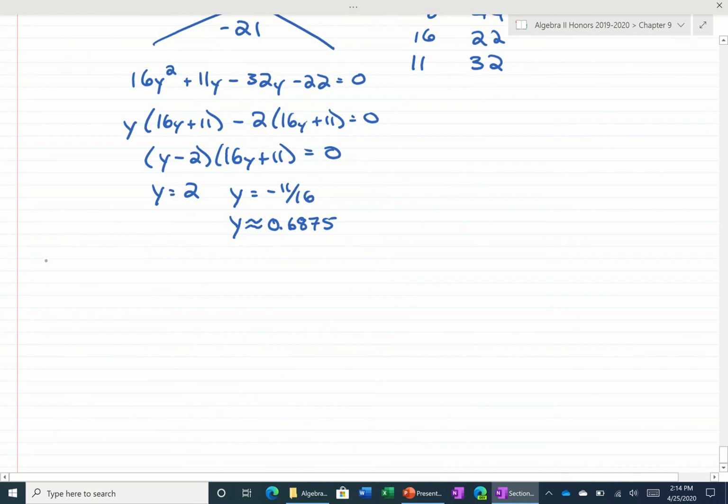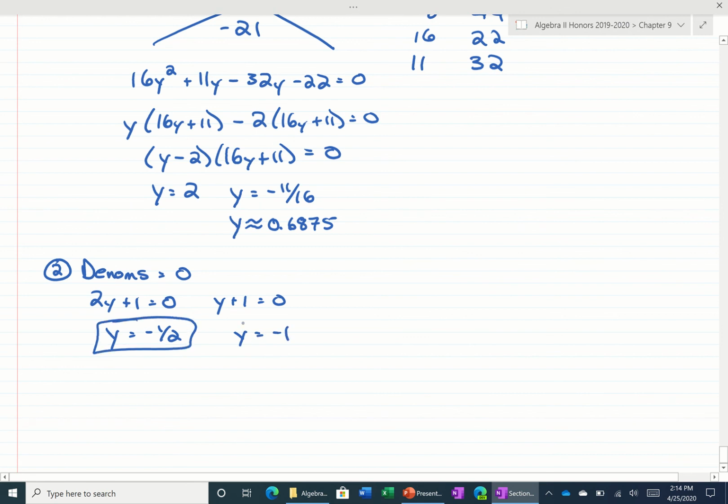Second step is we make our denominators equal to 0 that have a variable. So taking a look at the problem, we have 2y plus 1 equals 0, and we have y plus 1 equals 0. So we get y is equal to negative 1/2, and we get y would equal negative 1. We're going to have a pretty big number line here.